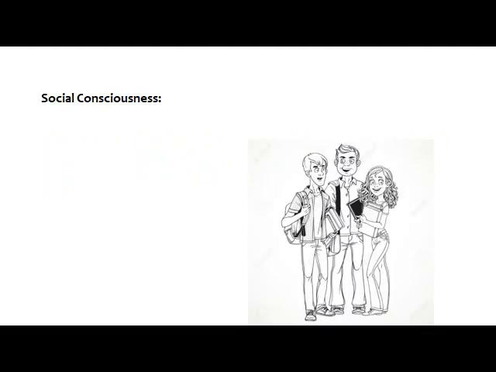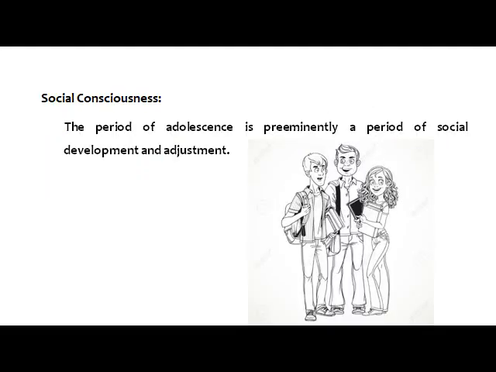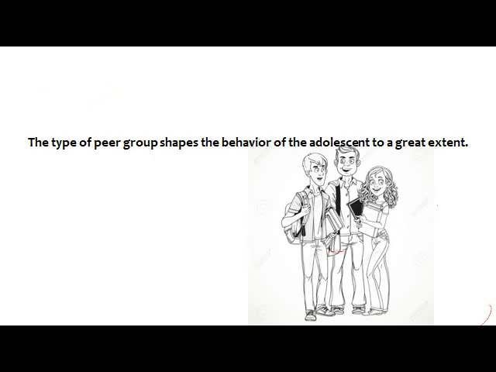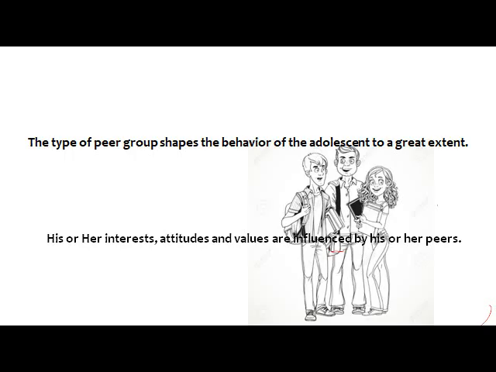Social consciousness. The period of adolescence is preeminently a period of social development and adjustment. The most important social development during this period is the increased influence of the peer group. The type of peer group shapes the behavior of the adolescent to a great extent. His interests, attitudes and values are influenced by his peers.